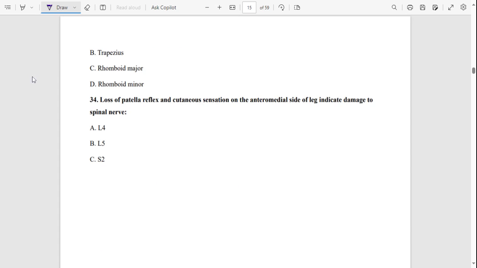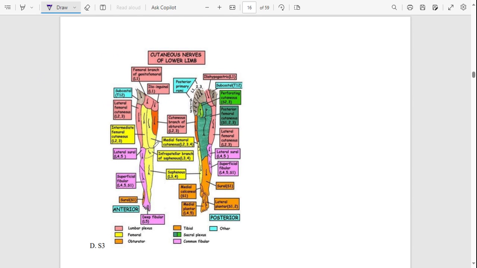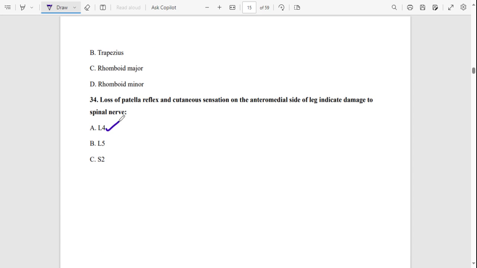And anteromedial side of what? This is of the leg. You can see this is the anteromedial side of the leg. What is the innervation there? We have the infrapatellar branch of the saphenous nerve, and that is L3 and L4, right? And then if you come to the other side to finish up the patella, you have L4 and L5, meaning that the patellar reflex is basically L4, right? And also the anteromedial side of the leg is innervated by L4 there. Okay, so the answer is going to be L4.